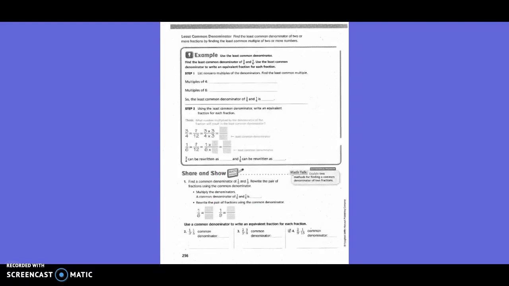Least common denominator. Find the least common denominator of 2 or more fractions by finding the least common multiple of 2 or more numbers. Example, use the least common denominator. Find the least common denominator of 3/4 and 1/6. Use the common denominator to write an equivalent fraction for each fraction. List non-zero multiples of the denominators. Find the least common multiple.